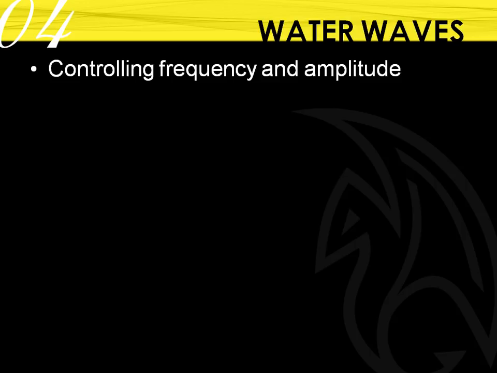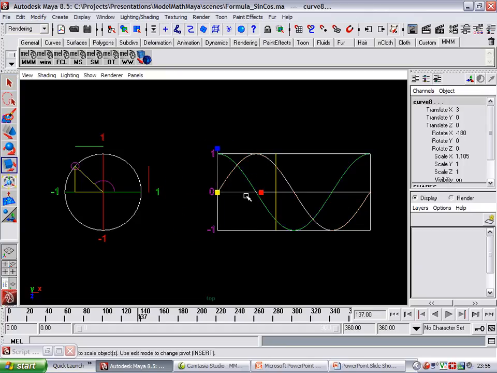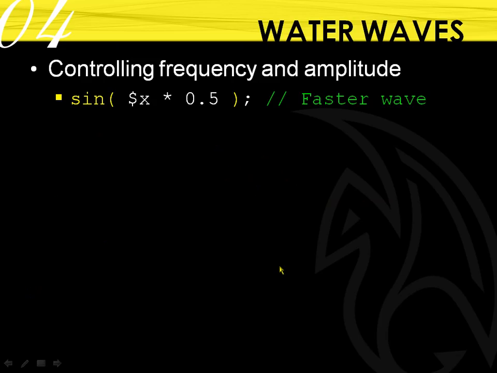So now, to control the frequency and amplitude, we would use, for example, sine, and x would be the angle that we would put in this case. And if we wanted to have a faster wave, we'd multiply it by, say, for example, 0.5. Because if we had something that was going to only loop once, and we multiply by 0.5, we're going to cut it in half, and therefore we'll have it go twice. And therefore, in this case, the wave will be faster.